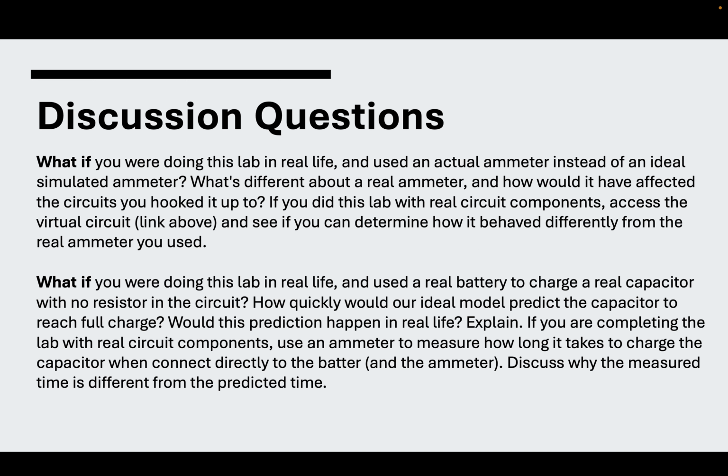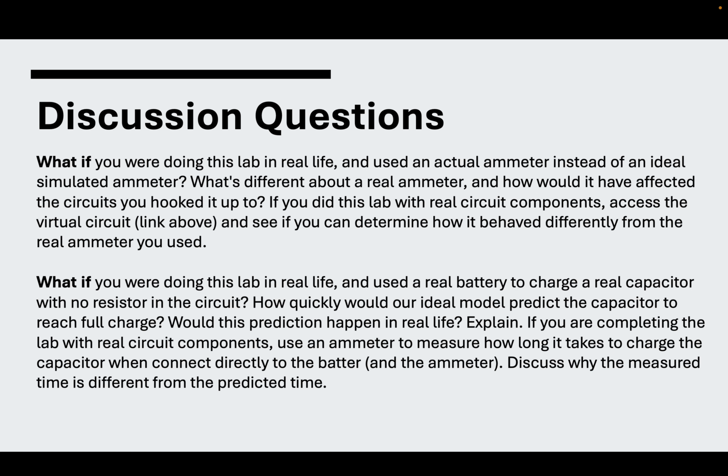For the discussion questions, first: what if you were doing this lab in real life and used an actual ammeter instead of an ideal simulated ammeter? If this was the case in real life, the ammeter would have some resistance, and because of this resistance in the real-life ammeter, readings for current would likely decrease, as the resistance in the ammeter would contribute to a lower current.